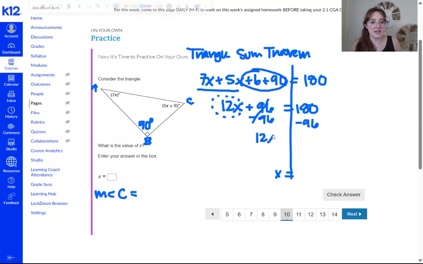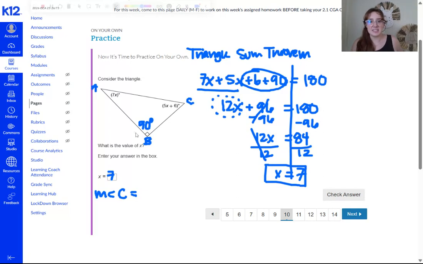We'll have 12x equals, let's check with the calculator, 180 minus 96, which is 84. We want to know what x is, so we divide both sides by 12, and we get x equals 7. x equals 7. So we can plug that in.